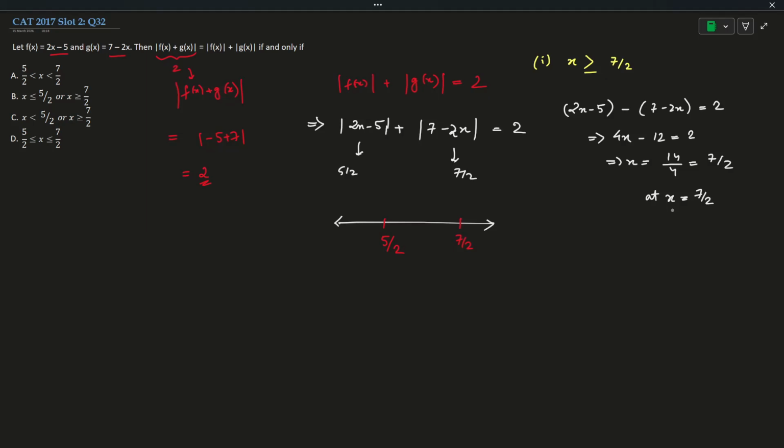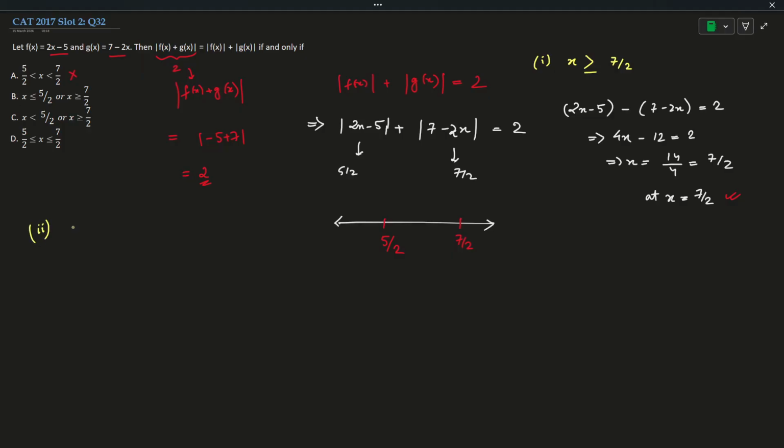That means x equal to 7 by 2 must be a part of the solution, guys. Is x equal to 7 by 2 part of option A? No, so this is gone. Is x equal to 7 by 2 part of option B? Yes. Option C also yes. Option D is also yes. Okay, as of now we are able to eliminate option 1.